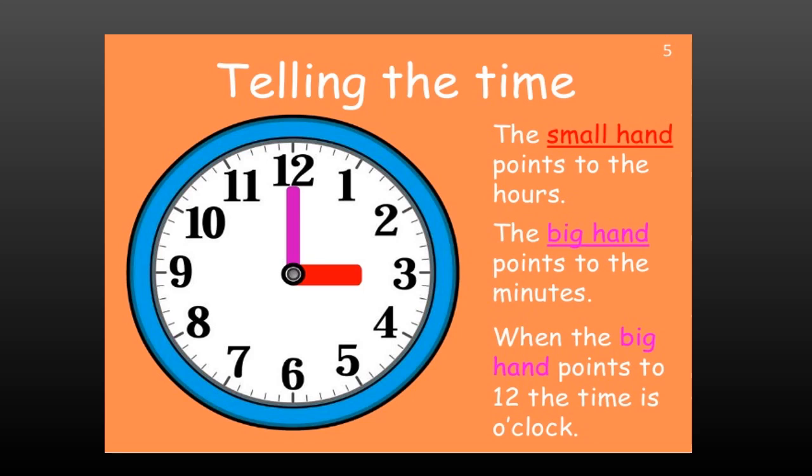The small hand points to the hours, while the big hand points to the minutes. When the big hand points to the 12, we say the time is o'clock.